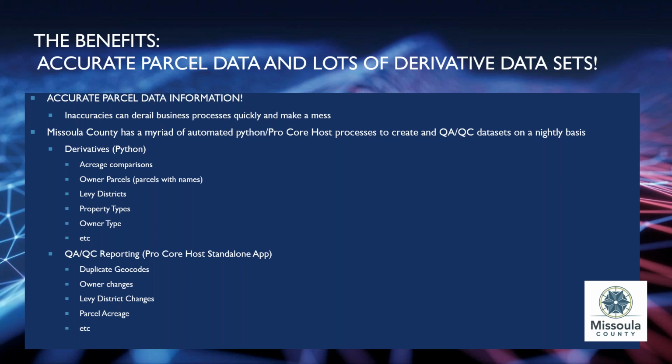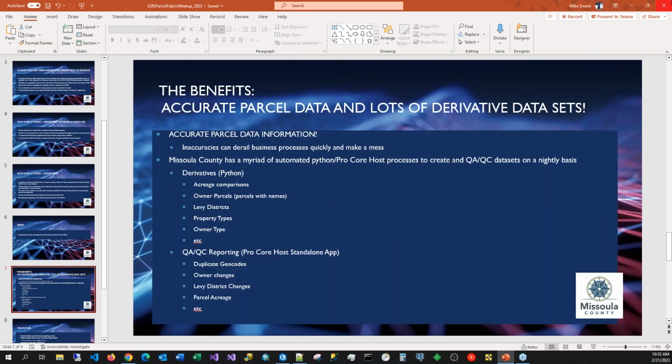So that keeps the data accurate there too. Same thing with levy district changes. If a levy district changes and we haven't updated that parcel, we can go through and update that. And also the parcel acreage, like I said here. And I'll show you those quickly.